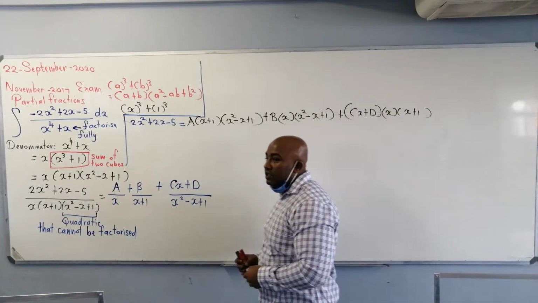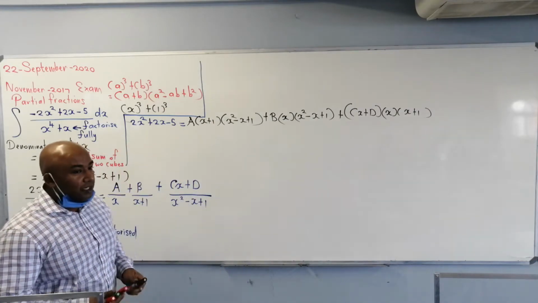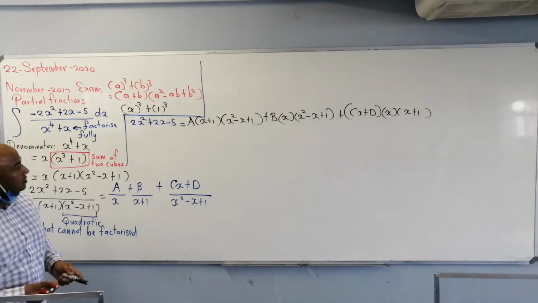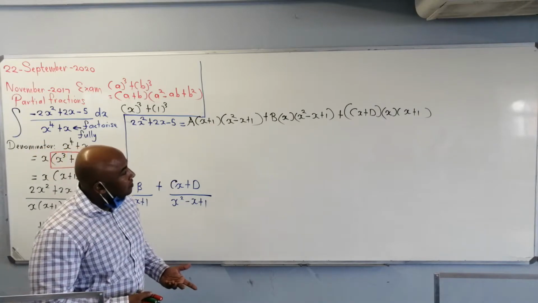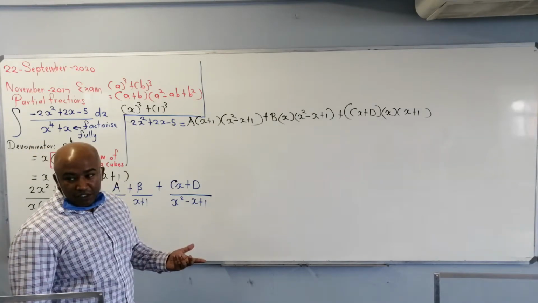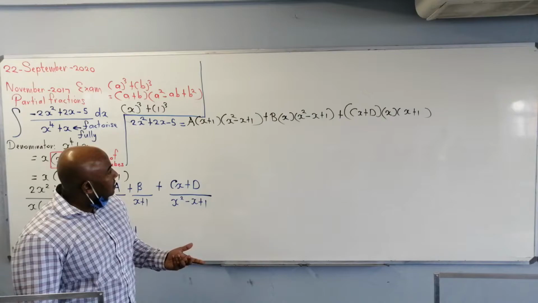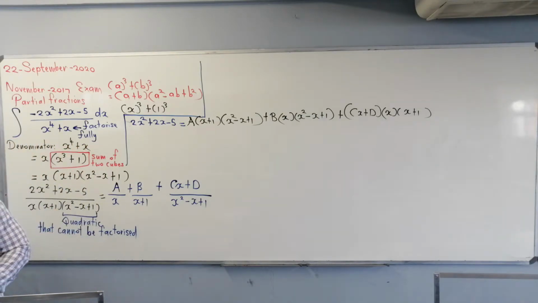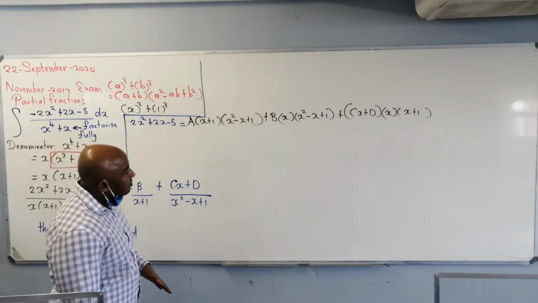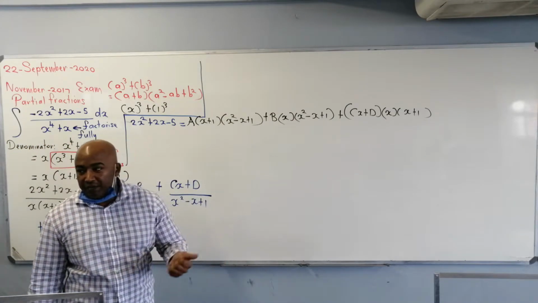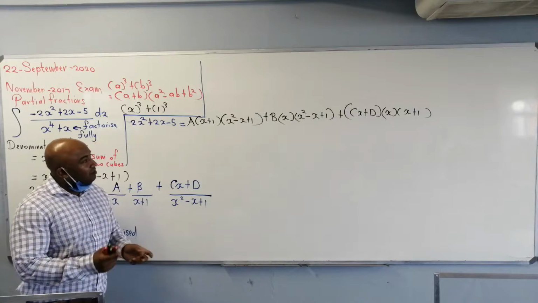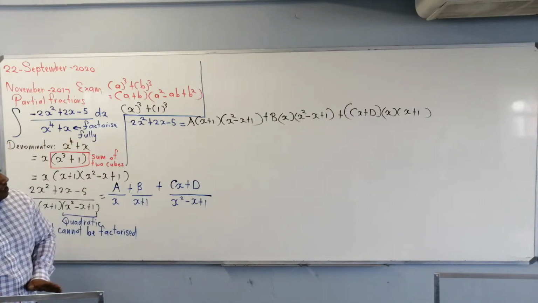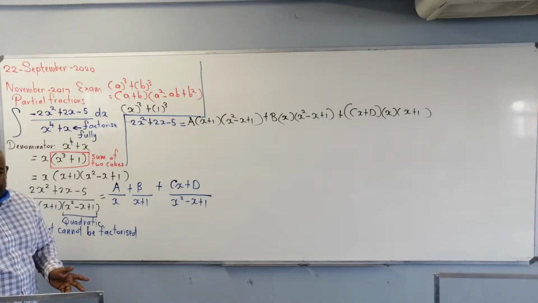Now we need to find the values of a, b, c, and d. So what can we do? We can substitute values for x, and let's see which values of x will get us to our solution, I mean a, b, c, and d, as fast as possible. Or you might have to use both methods, equating coefficients and substitution.